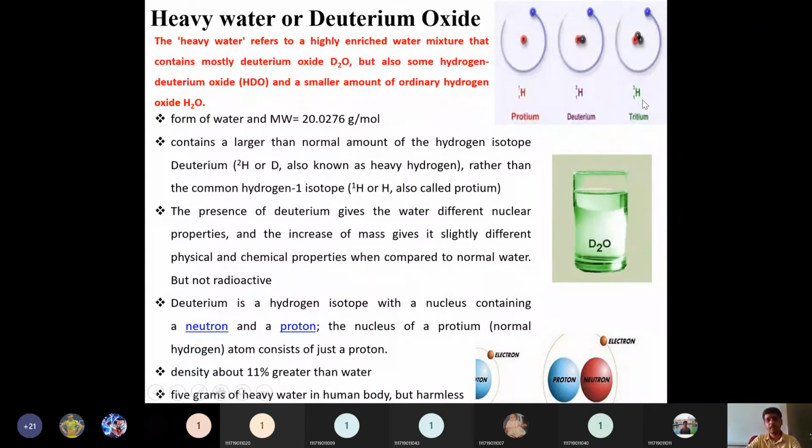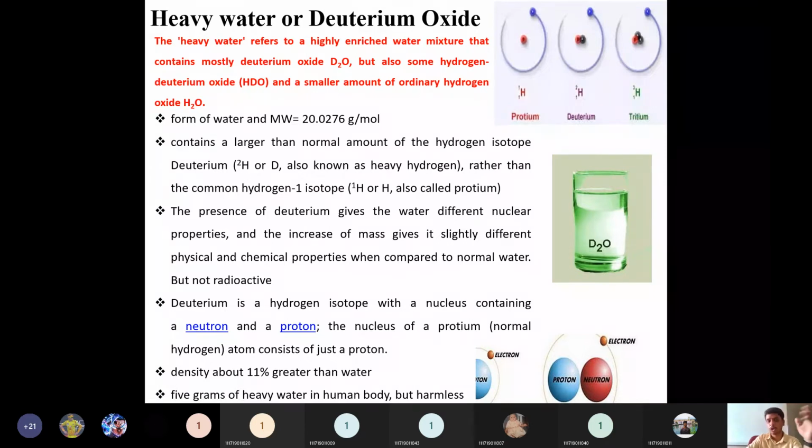Then after that, normal water will have a molecular weight of 18 gram per gram mole, and heavy water will have a molecular weight of 20.0276 gram per gram mole. So these isotopic forms you have already explained. The presence of deuterium gives the water different nuclear properties, but it will not give any radioactive properties to the water.